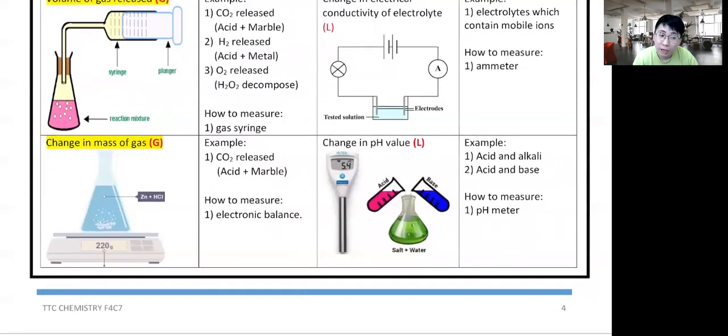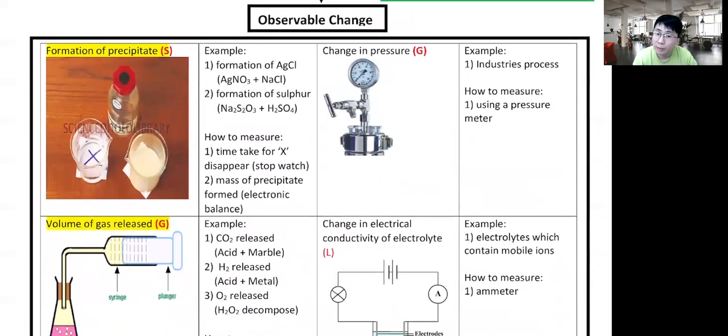Okay, so if I have a measurement for here, you see again it's mass, right? So I can use mass over time. But sometimes you might need to use this thing called the pressure meter. In your normal school, the normal SMK, they don't really have this device here, so it's not very important.